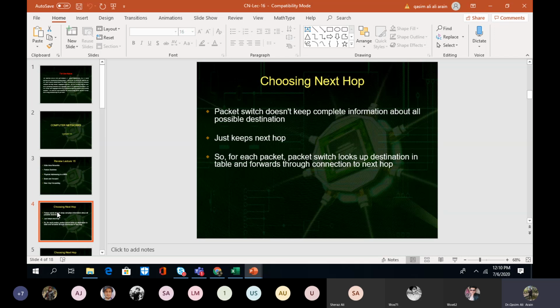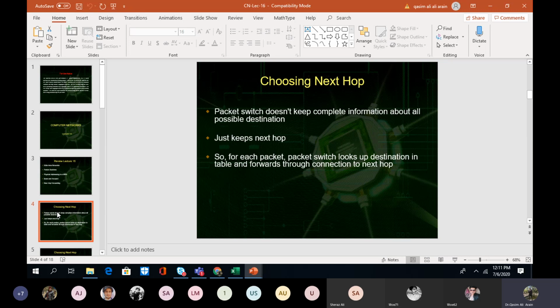There is a source address and a destination address in every packet. I have already told you, right? So your packet switch would look for only the destination address. It does not have to do anything with the source address. It will only work on the destination address, right?